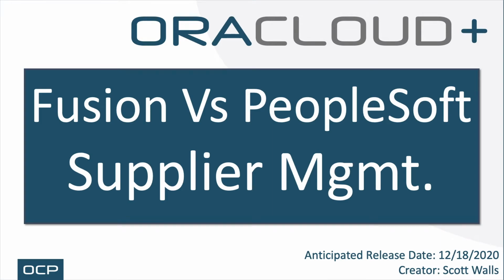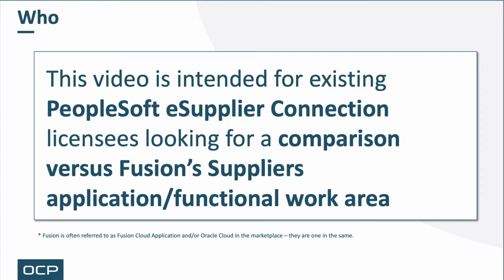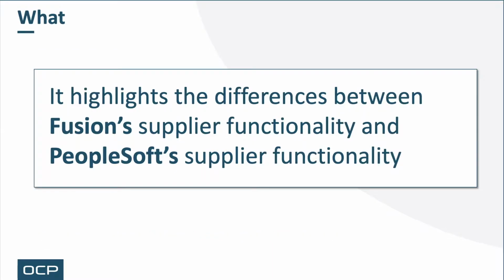Hello, and welcome to the Fusion versus PeopleSoft Supplier Management Comparison video. This video is intended for existing PeopleSoft eSupplier Connection licensees looking for a comparison versus Fusion's suppliers application, also called a functional work area. Please note that Fusion is often referred to as Fusion Cloud Application and/or Oracle Cloud in the marketplace. For the purposes of this conversation, they are one and the same. This video highlights the differences between Fusion's supplier functionality and PeopleSoft's supplier functionality.